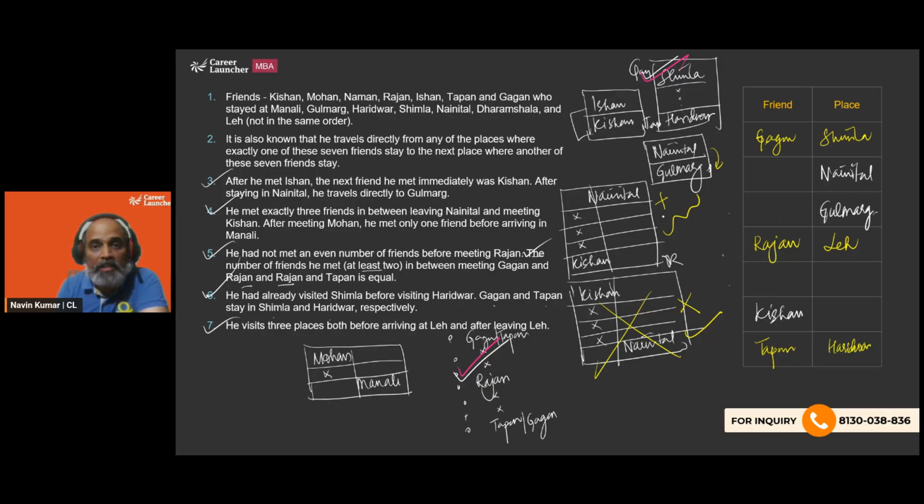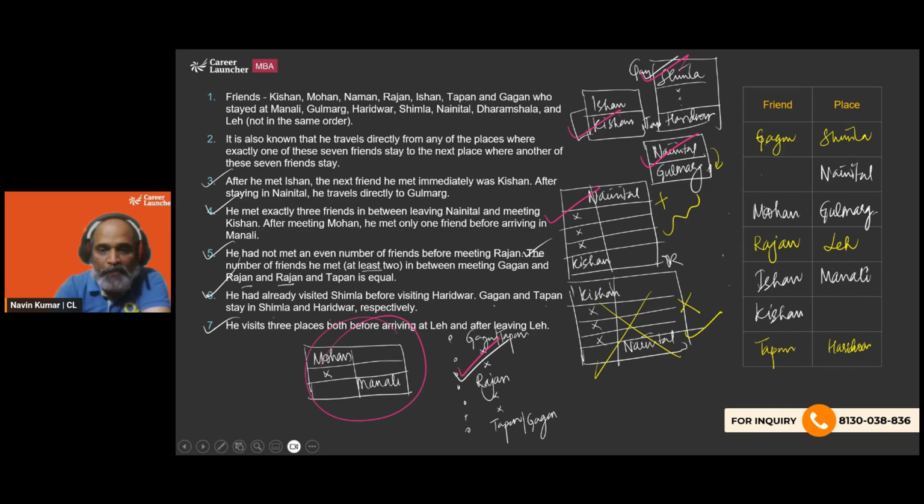Now, Ishan and Kishan, they need to be clubbed like this. So Ishan comes in here. We are done with this portion as well. We are done with this. We are done with this. We are left with this portion. So we need to write down Mohan under friends column, then a blank, and then Manali under the places column. So the only possibility is if we have Mohan here, there is a blank, and Manali here. If I take Mohan as the second guy, then blank and Manali is not going to be possible because Leh already exists there. So we will have Mohan here, blank, and Manali.